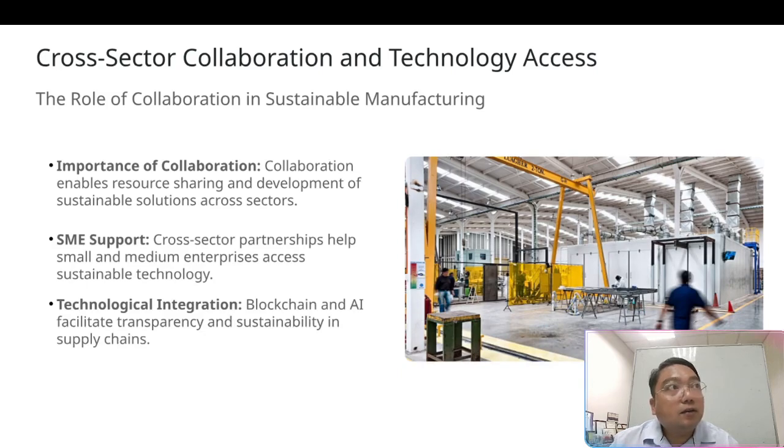Okay. Cross-sector collaboration and technology access: the role of collaboration in sustainable manufacturing. The importance of collaboration is that it enables resource sharing and development of sustainable solutions. SME support: close partnerships help small and medium enterprises access sustainable technology, because implementing sustainable technology is expensive. Let's say, for example, you want to implement blockchain and artificial intelligence facilities in your company, you can afford it, but maybe an SME, a small and medium enterprise, cannot afford the system.